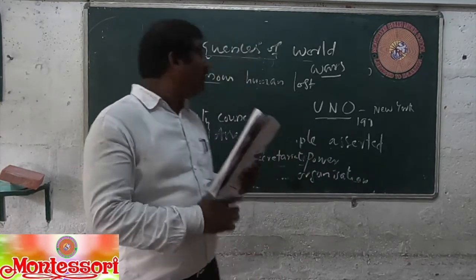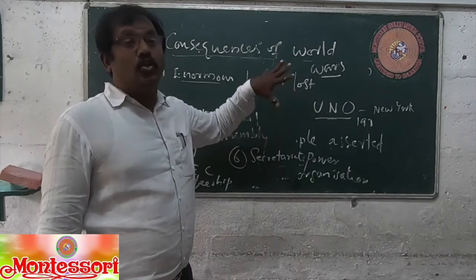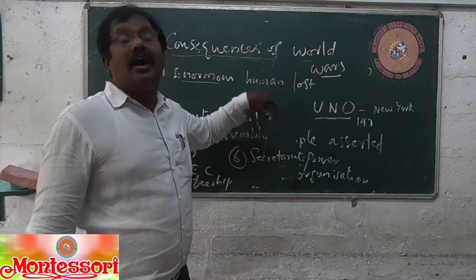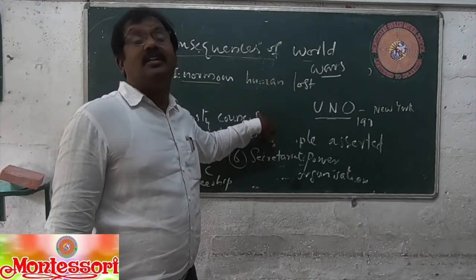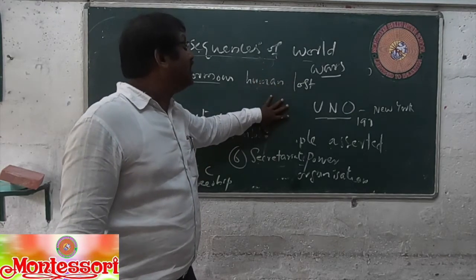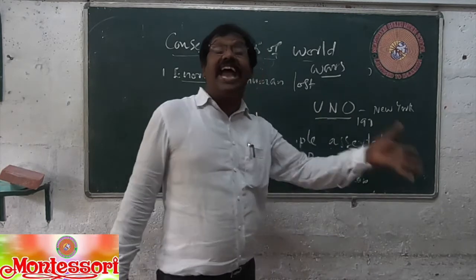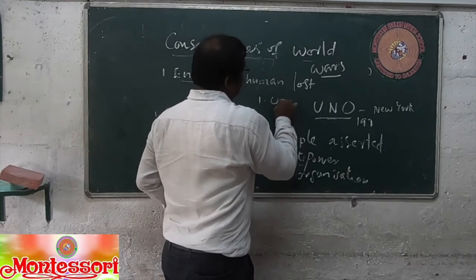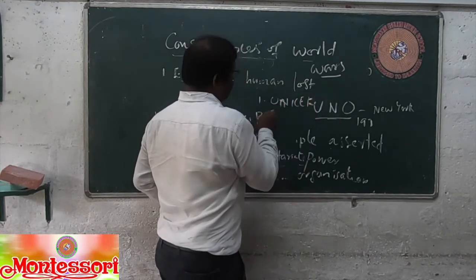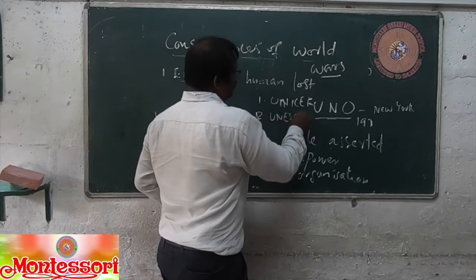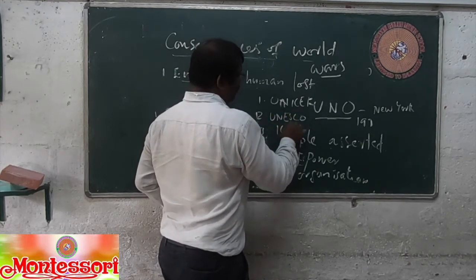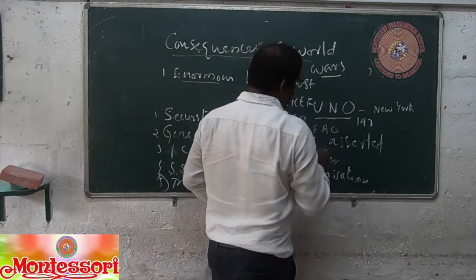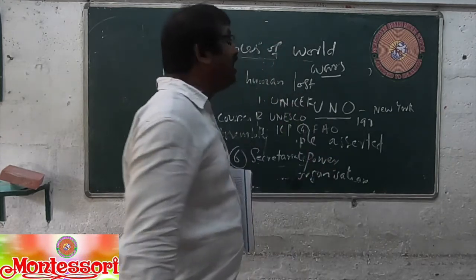Moreover, there are many agencies: UNICEF, UNESCO, ILO, WTO, World Bank, and these are important agencies of UNO. You can see UNICEF, UNESCO, ILO, and the Food and Agriculture Organization, FAO. These are the important agencies of the UNO.